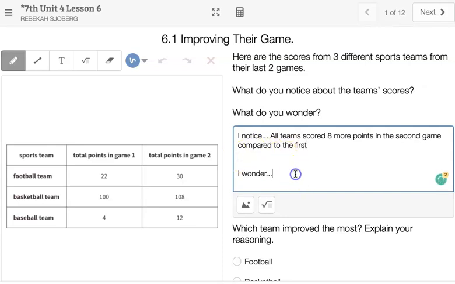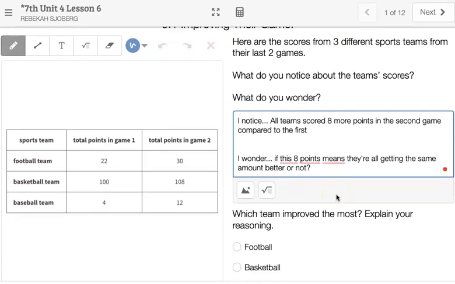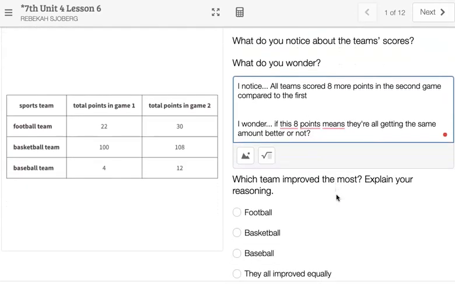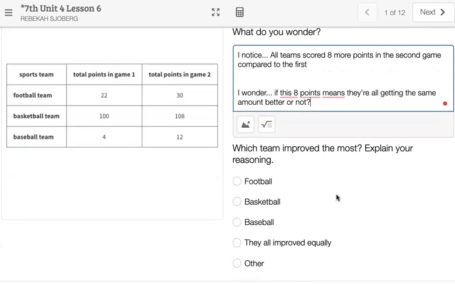I'm kind of wondering if this 8 points means they're all getting the same amount better or not. Okay, I have a follow-up question. It says this: which team improved the most? Explain your reasoning. Football, basketball, baseball, they all improved equally, or other.